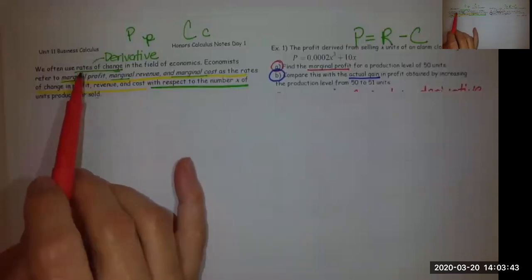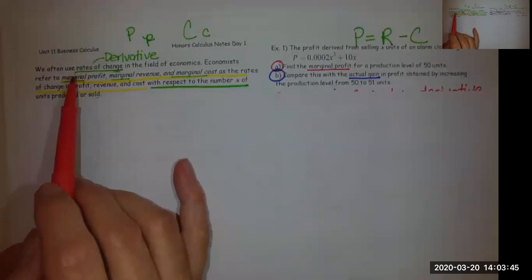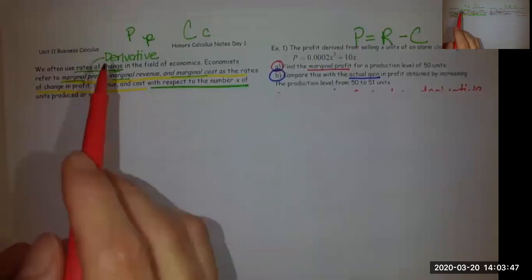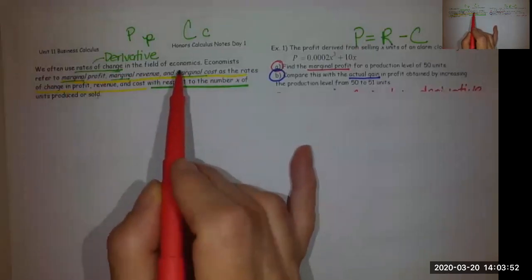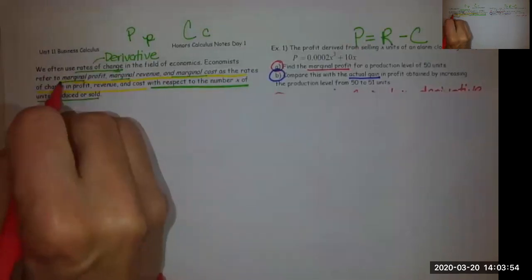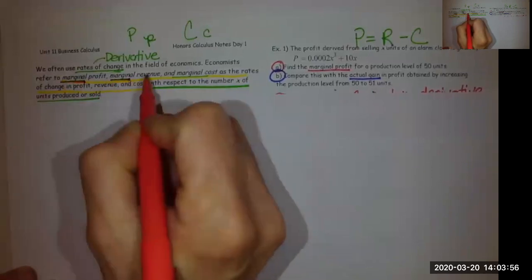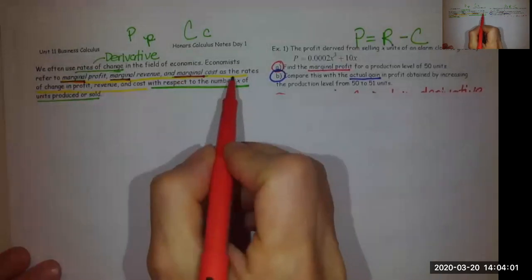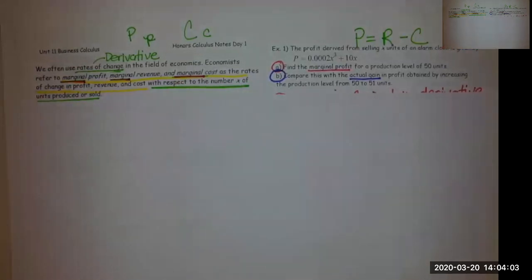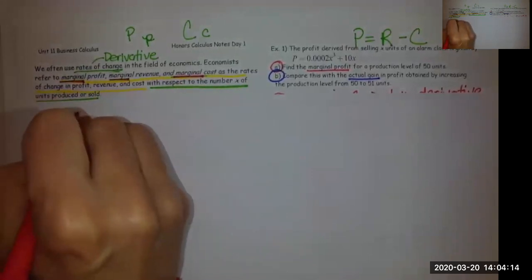A big vocab word you're going to learn today is marginal. If you look at this, we often use rates of change in the field of economics. Economists refer to marginal profit, marginal revenue, and marginal cost as the rates of change. And right there, when you see rates of change, you know that marginal is really code for derivative. So anytime they're telling you to find marginal, you need to find the derivative. So let's write that down.